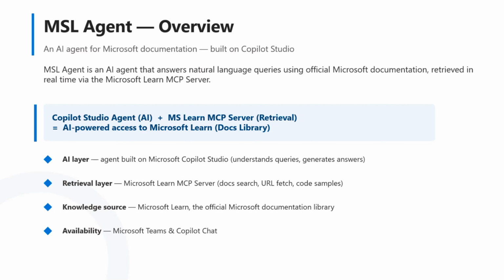So in simple terms, we can say the MSL agent acts as an intelligent assistant, while the Microsoft Learn MCP server acts as a knowledge provider. And together, they provide user with quick and reliable access to Microsoft Learn resources. This can be summarized using the equation as shown in the slide. So Copilot Studio agent plus Microsoft MCP server equals AI-powered access to Microsoft Learn. So let's understand each component individually.